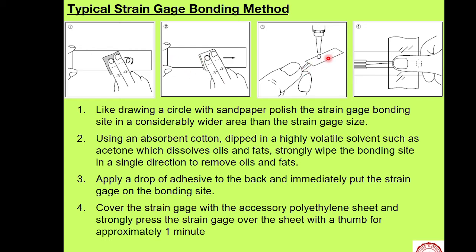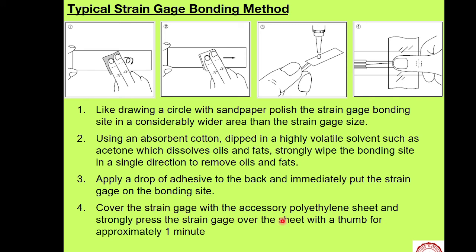On the back surface of the strain gauge, opposite to the solder tabs, we put a drop of adhesive, and then it is pressed onto this prepared surface area. What will happen with this thumb press? The adhesive will spread over the entire area, and some part of the adhesive will come out from the sides. That is what will happen.